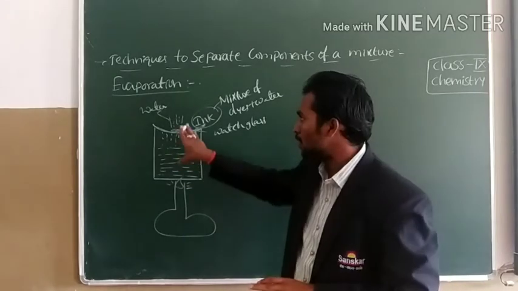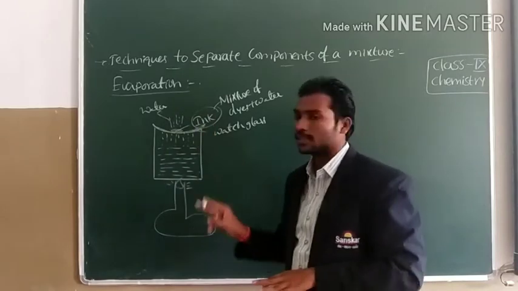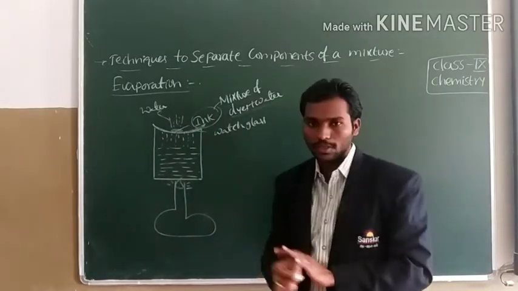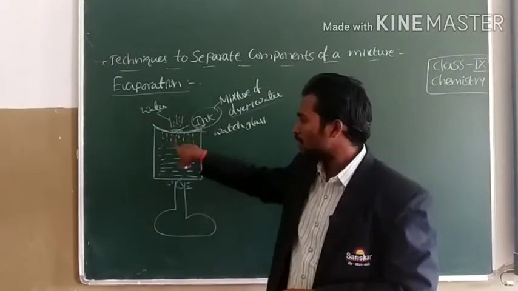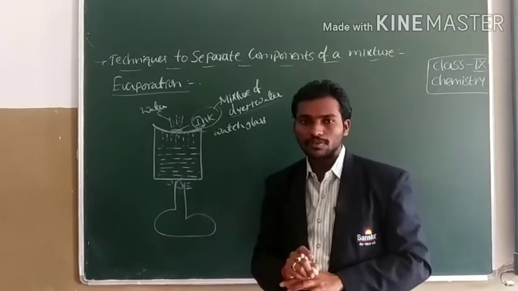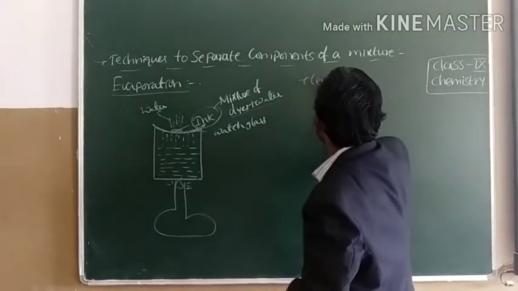So by using the evaporation technique, we can separate the components of the ink, because ink is a mixture of different dyes and water, and water is a volatile compound. So on heating, water gets evaporated from the mixture of ink. Next technique, centrifugation technique.